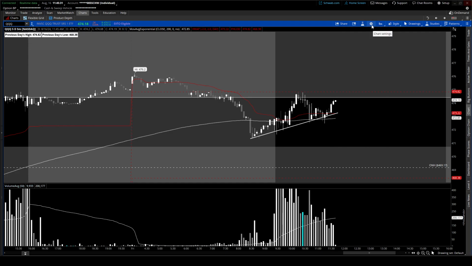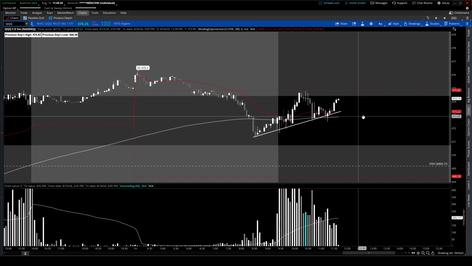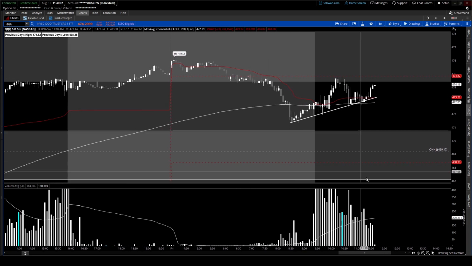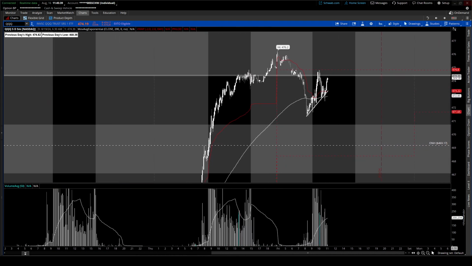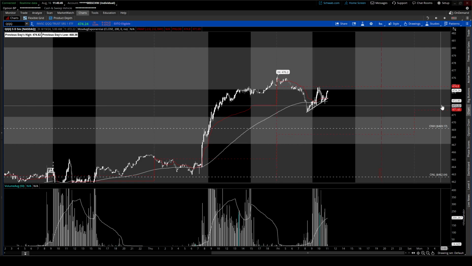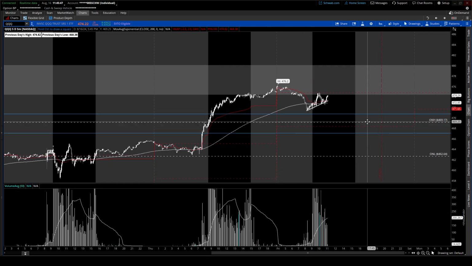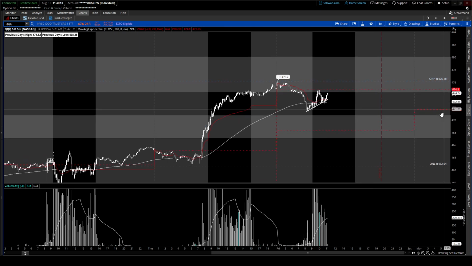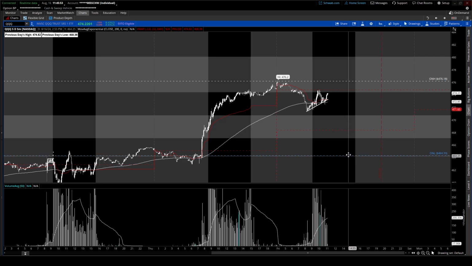So I use VWAP as an indicator, and then I also use a script that I created on Thinkorswim, which is going to be an automatic previous high and low of day indicator script. So you see here, I have the red lines, which mark out the previous high and previous low of day. And then I also have some white lines here, and these white lines are going to be levels at the overnight high and the overnight low session.